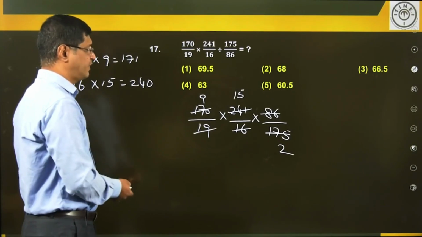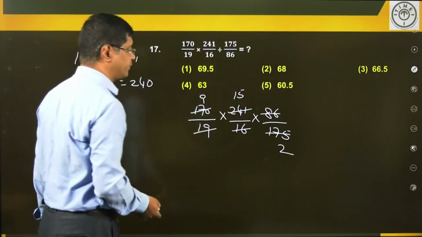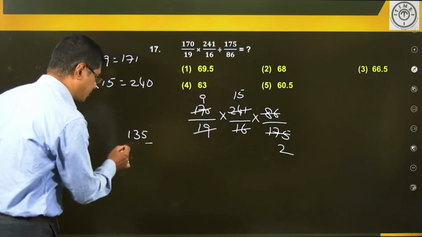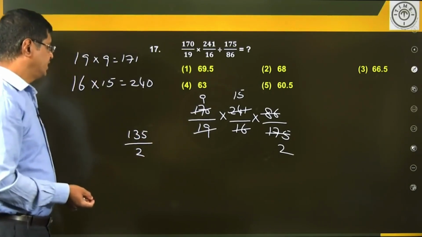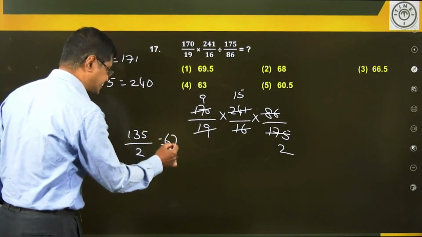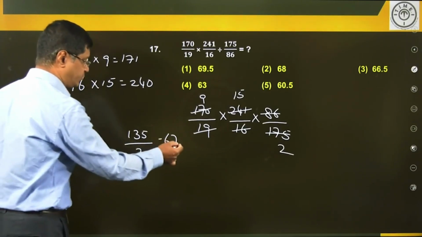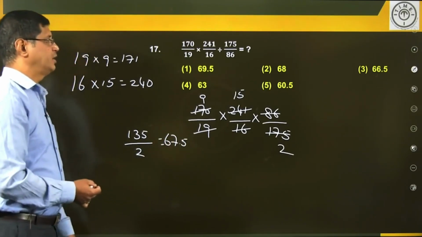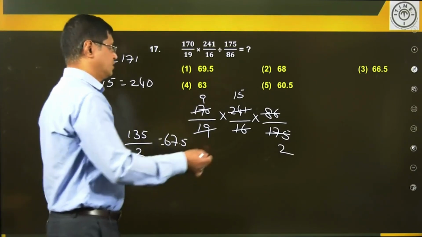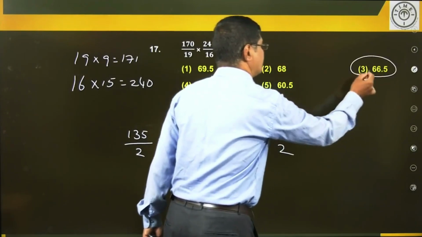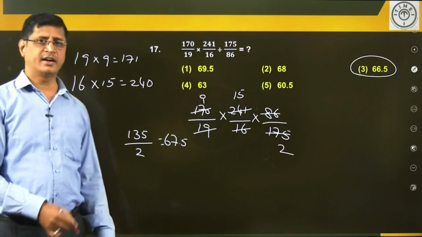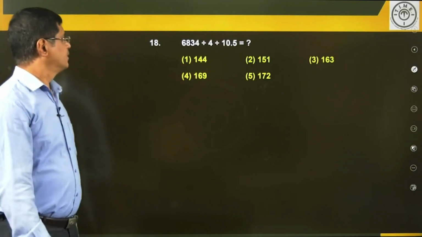Now, simplify this. 9 times 15, that is how much? 135 by 2. 135 by 2 means what is the result? 6 times and 7 times, 0.5. 67.5. So, what is the nearest value to 67.5? This is the nearest value. So, what is the answer? Choice number 3. The third choice is the correct answer. Next.